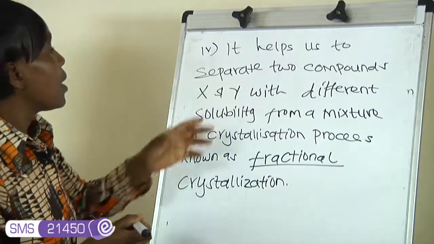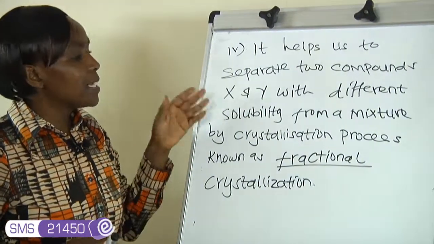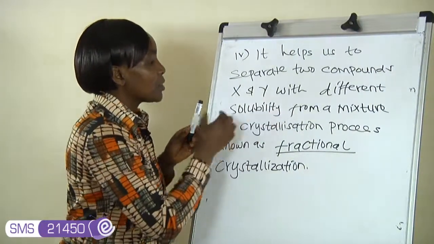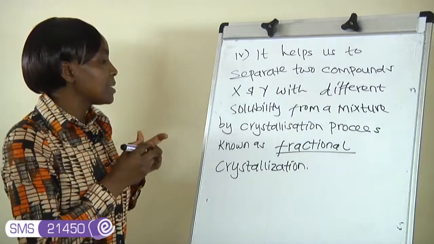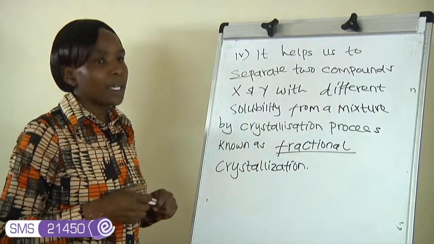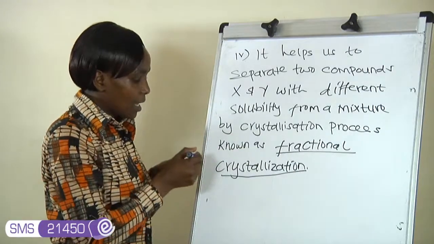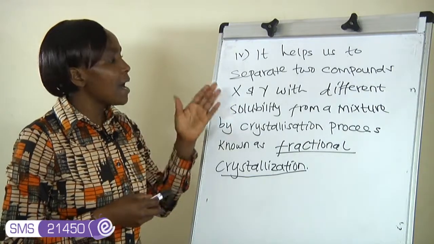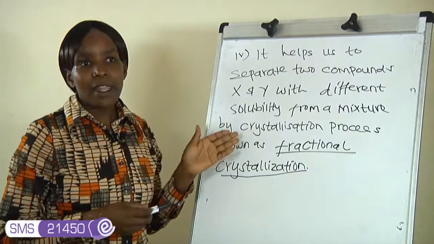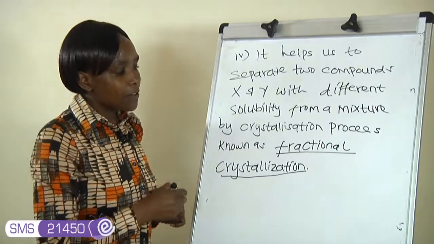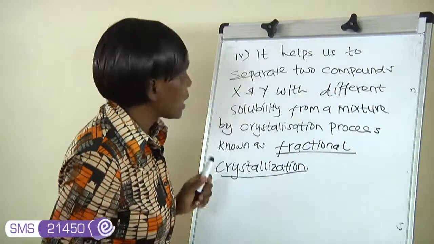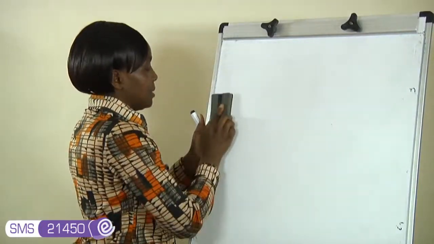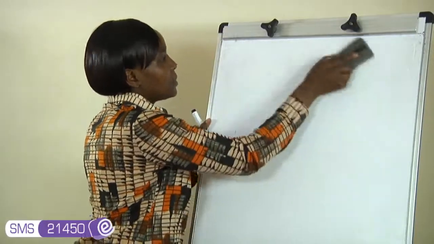So the fourth one helps us to separate two compounds with different solubility, maybe compounds X and Y, from a mixture by the crystallization process known as fractional crystallization. Sometimes you can be given a question and be asked how you can separate these two compounds X and Y. If they have different solubility, then that method of separating them is called fractional crystallization. From this point, I want us to look at some examples that are going to help us to see the four uses we have discussed.